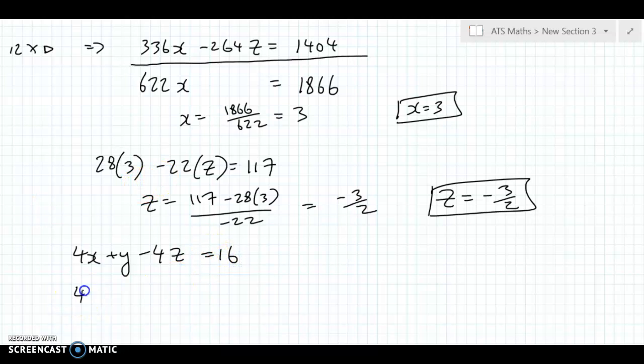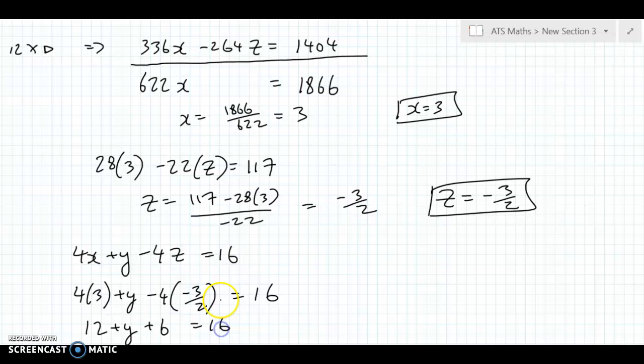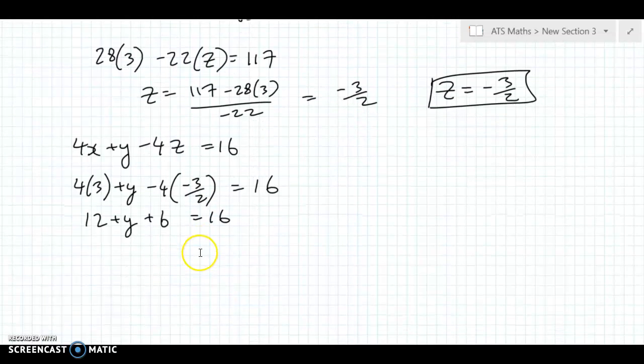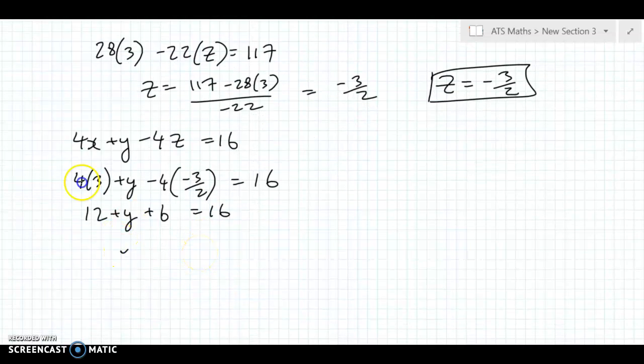So that's going to be 4 times 3 plus y we don't know yet, minus 4 times minus 3 over 2 equals 16. So it's going to be 12 plus y. It's going to be plus 12 over 2, which is plus 6 equals 16. So we're going to have 18 there on the left. So y equals 16 minus 18, y equals minus 2.